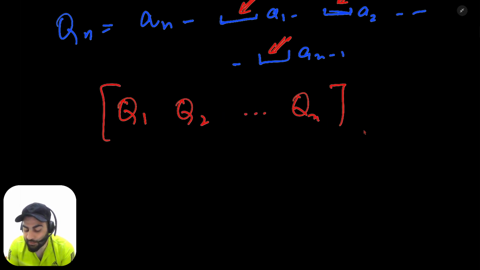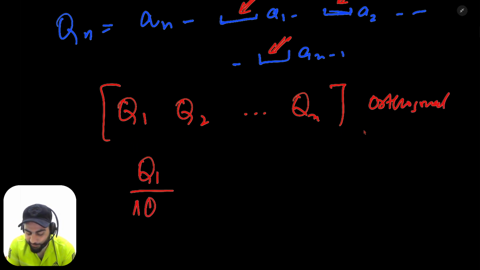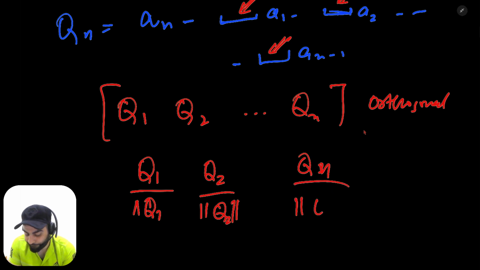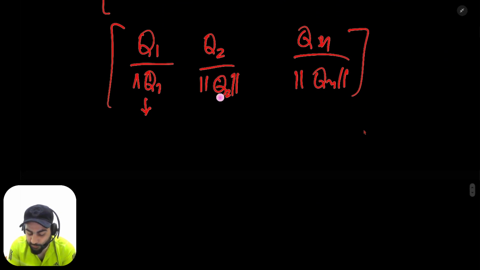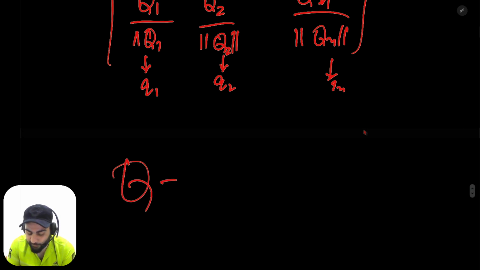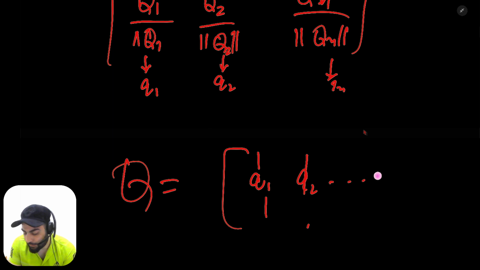Whatever you get, for example q1, q2, and so on till qn, these are orthogonal, but they are not normal yet. So in order to make them normal, you will just divide this by its norm: divide q1, divide q2, divide qn. And the matrix you will get, let's suppose we call these small q1, q2, and qn. So this will be q. Now the matrix q will be q1, q2, and so on to qn.